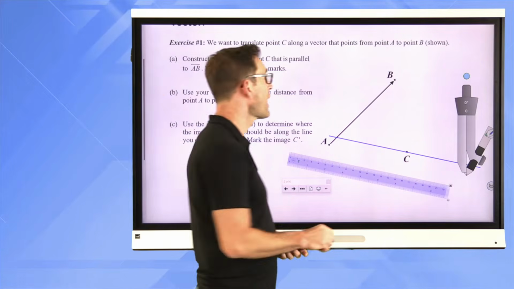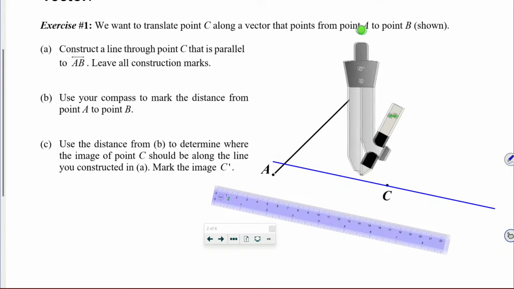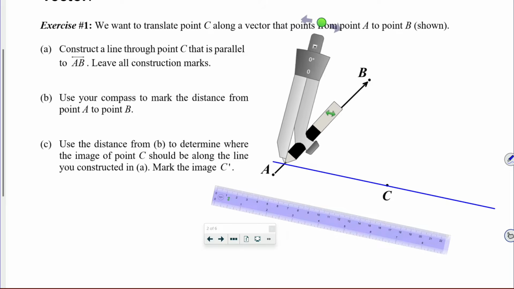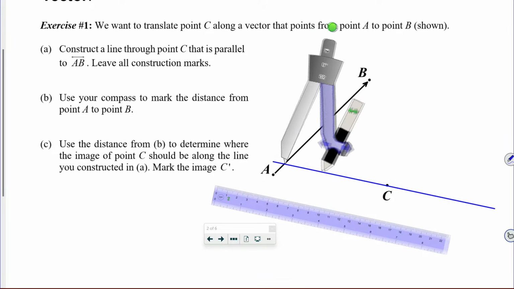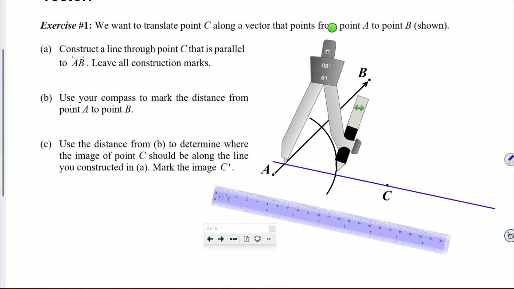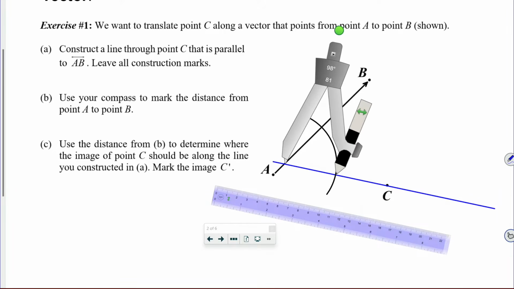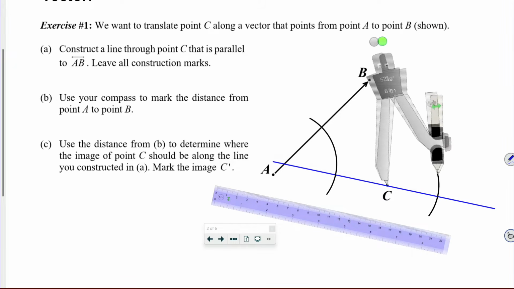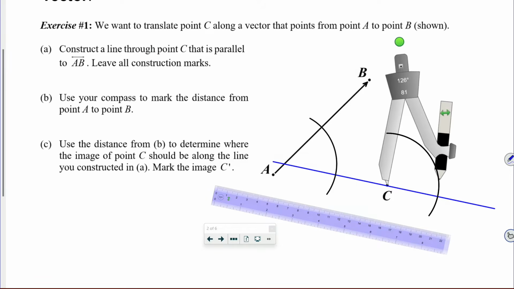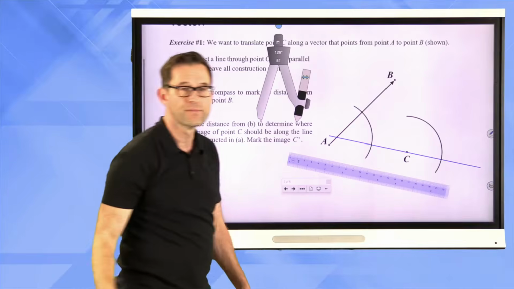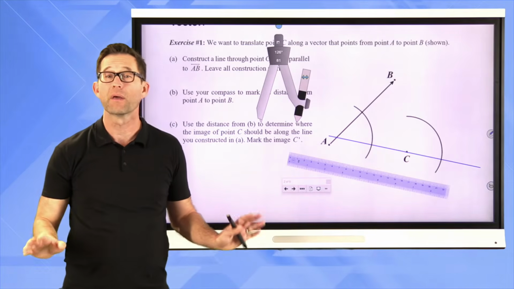So let's remember how to reproduce an angle. I'm going to bring my compass over and put the sharp end down at the vertex of the angle that I know, and I'm going to simply open up the compass to a certain length and draw an arc of a certain radius. Now, without changing that compass length, I want to bring it over and put the sharp point of the compass on C and reproduce an arc that has the same radius as what I just did. That's step 1 in copying an angle.